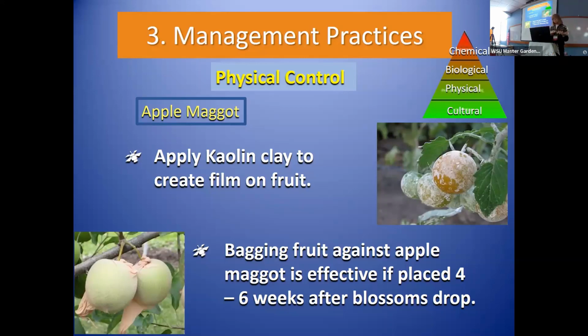Also, it might be that you would need to bag your fruit for apple maggot. If you decide to bag, you're preventing the fly from getting down and ovipositing into the fruit. The idea is that you would want to bag it 4 to 6 weeks after blossom drop. You would want to have it in a bag by then.